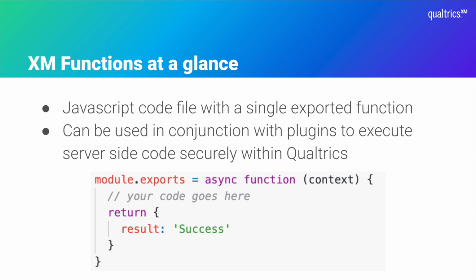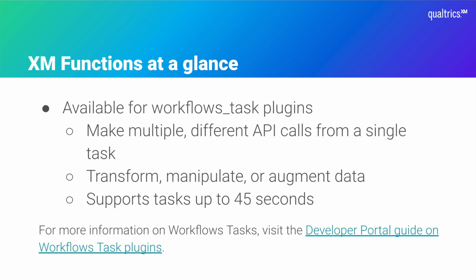At a very basic level, an XM function is a JavaScript code file with a single exported function. In the context of XM extensions, it can be used in conjunction with plugins to execute server-side code. XM functions build on top of plugins and aren't necessarily tied to any particular plugin types. That being said, currently XM functions are only available to extend Workflows task plugins, which allow you to take action based on various events in Qualtrics.